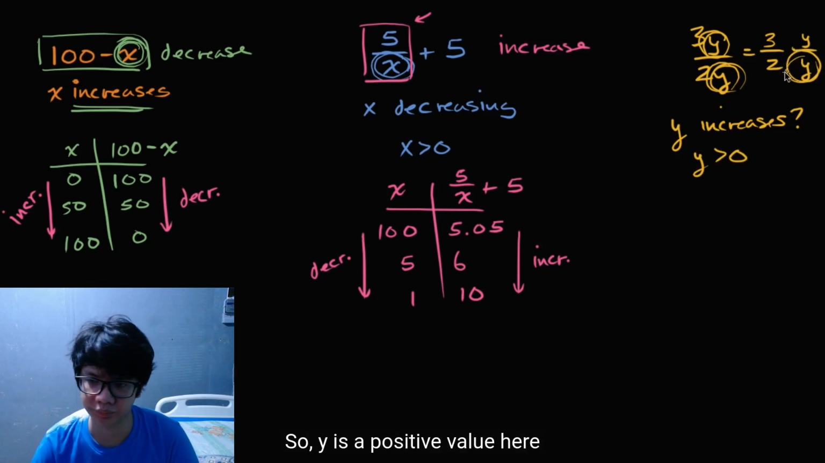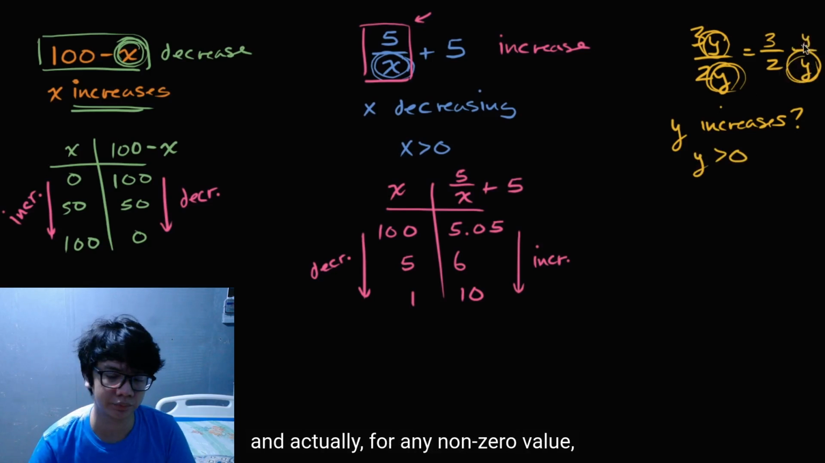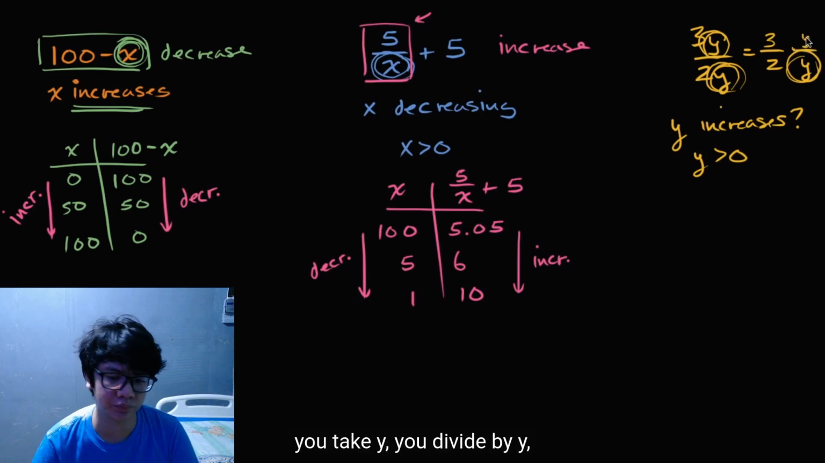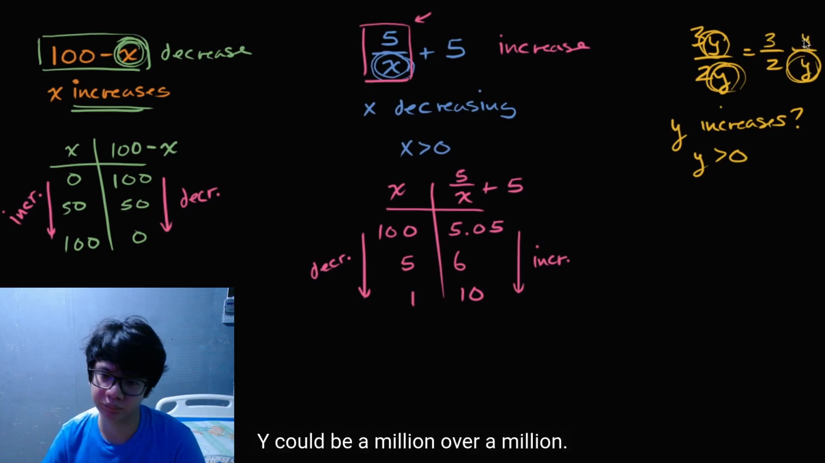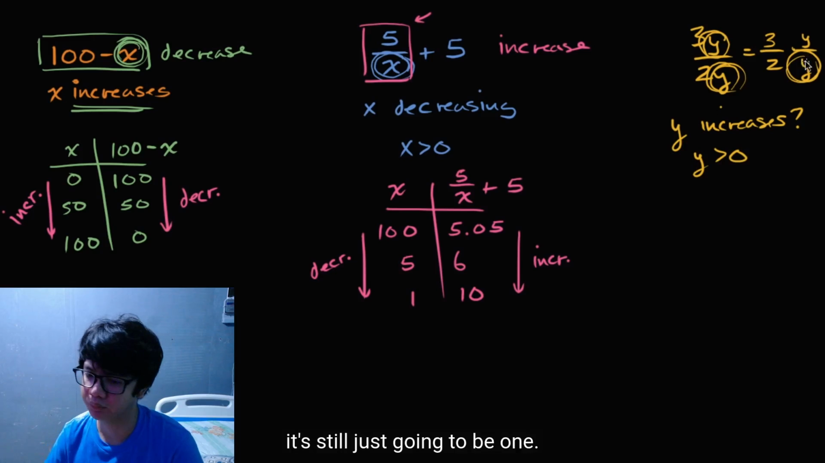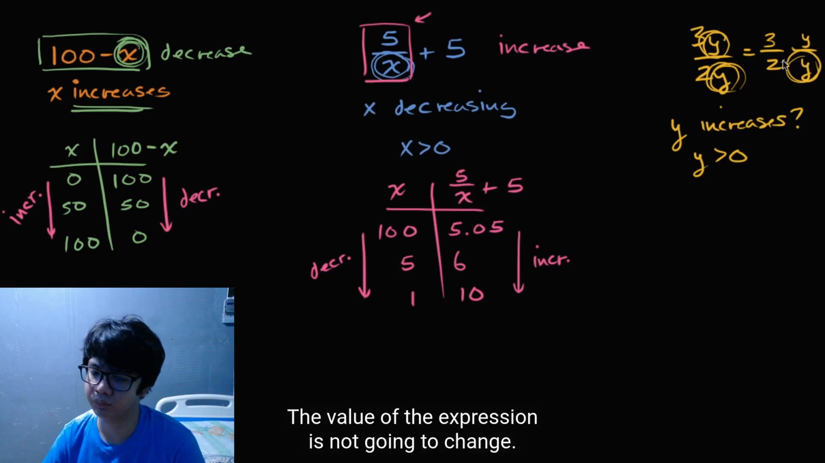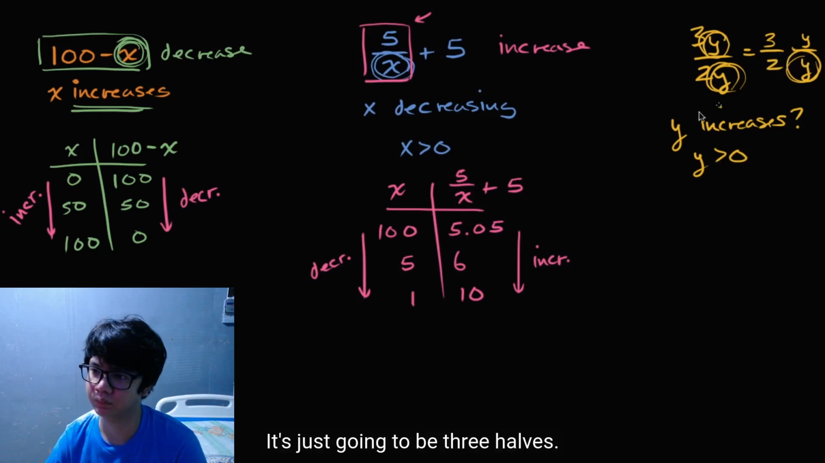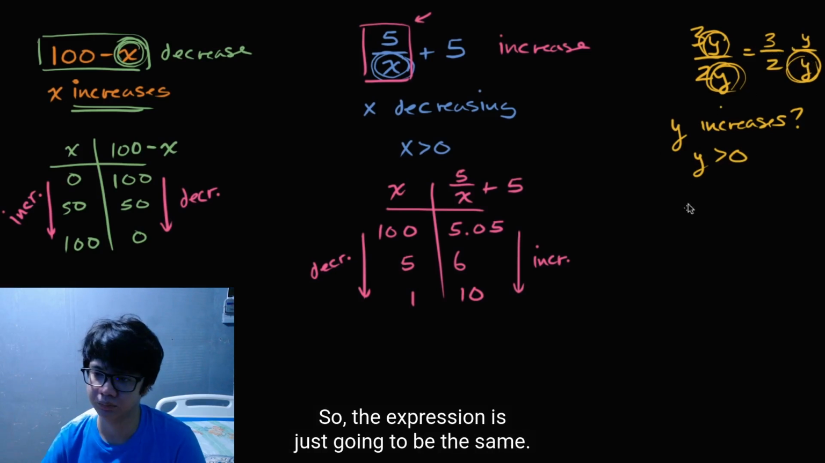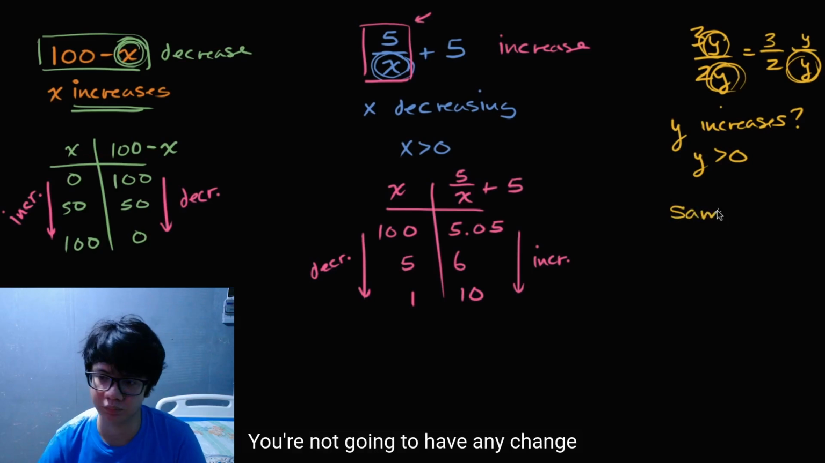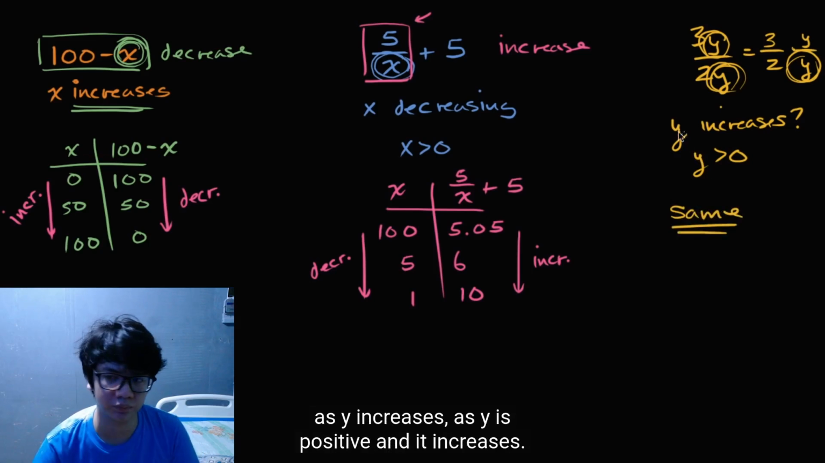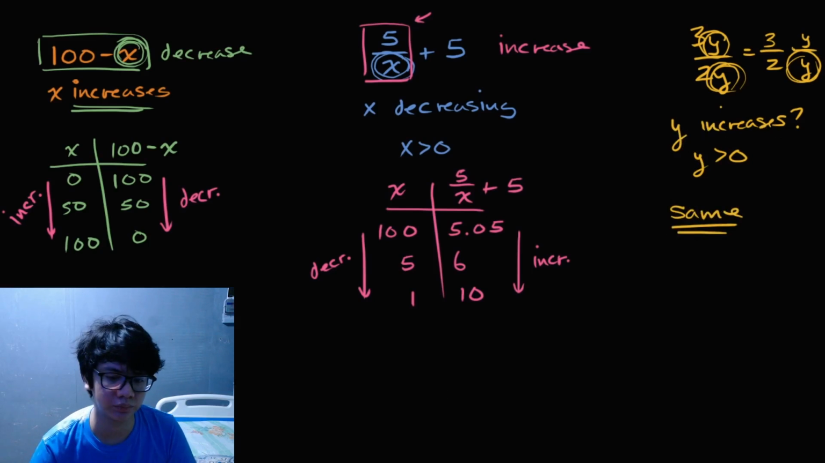So y is a positive value here, and for any non-zero value, you take y, you divide by y, you're just going to get 1. So it doesn't matter what y is. y could be 1,000,000 over 1,000,000, this thing's just going to be 1. y could be 5 over 5, it's still just going to be 1. The value of the expression is not going to change. It's just going to be 3/2. So you're not going to have any change as y increases, as y is positive and it increases.